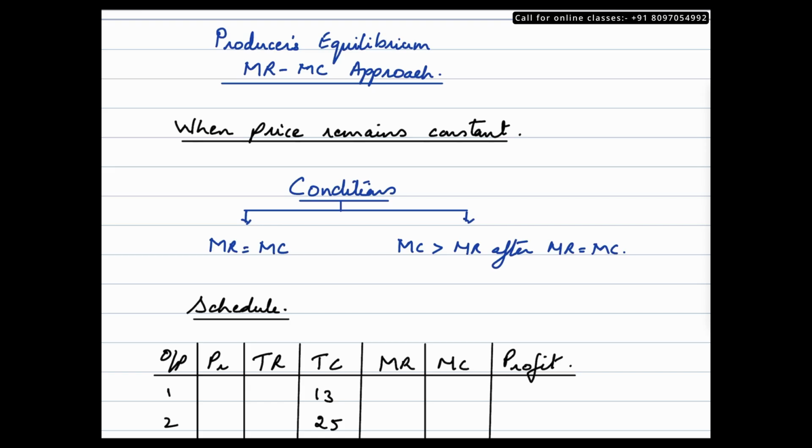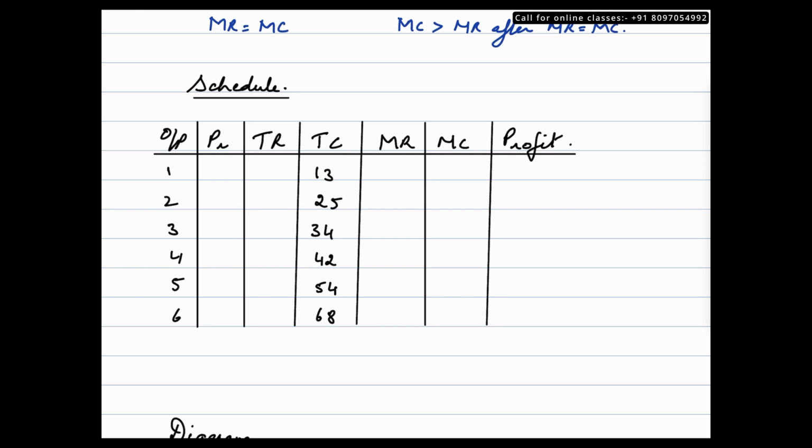Let's get back to the numerical example to understand producer's equilibrium when price is constant. So in this schedule, we have output that is increasing from 1 to 6. As we've talked about the price, price is going to be constant. So since price is constant, let's put it at 12 for each output level. Now total revenue is basically price times quantity, so we have to ideally multiply these two columns. Let's take a look at that.